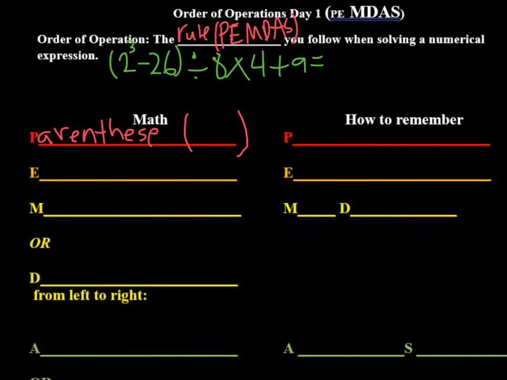So the E stands for exponent, and it's spelled E-X-P-O-N-E-N-T. And the exponent, if you remember, is that small number on top of the base. So for example, if we have a 3 to the x, our x here is our exponent.